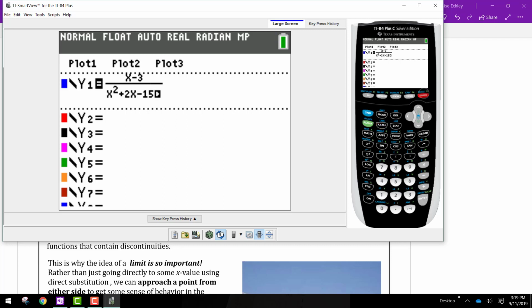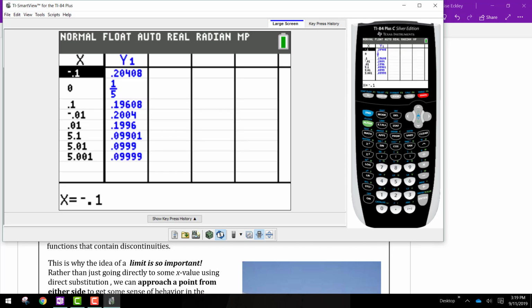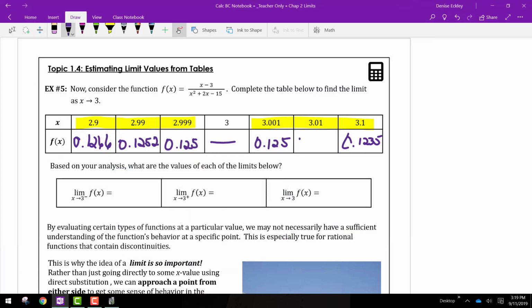Go to my table, and I'm just missing 3.01. I put that one in. So 0.12484. Okay, so based on our analysis, what are the values of each of the limits?